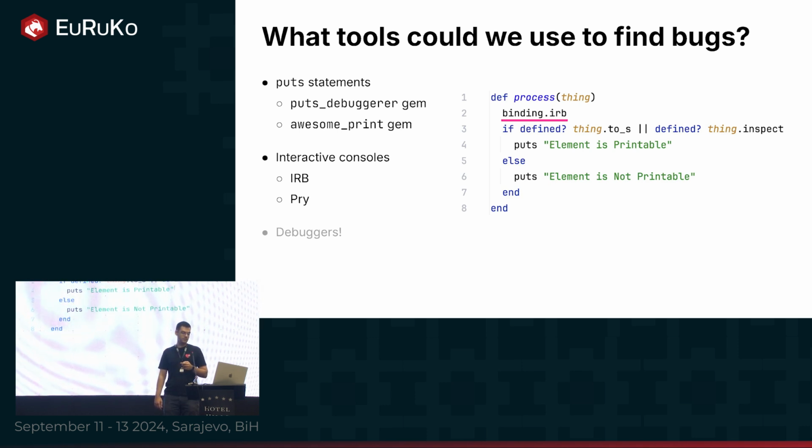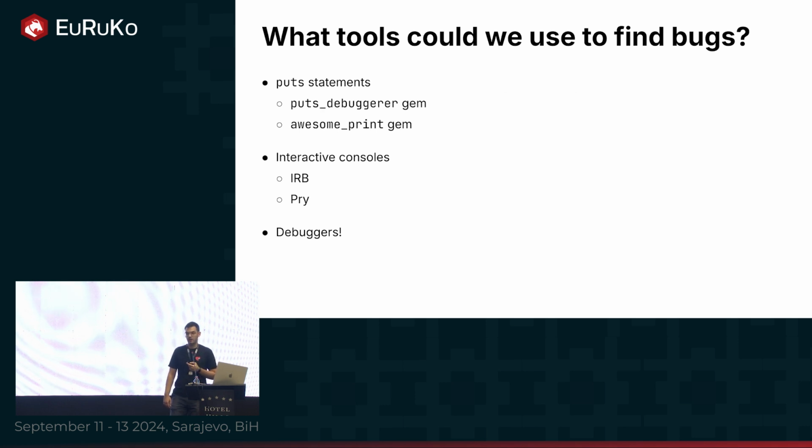And the next tool, debuggers. A Ruby debugger has all the necessary tools to find bugs in Ruby code, and this is the most advanced tool that we have in the Ruby world.